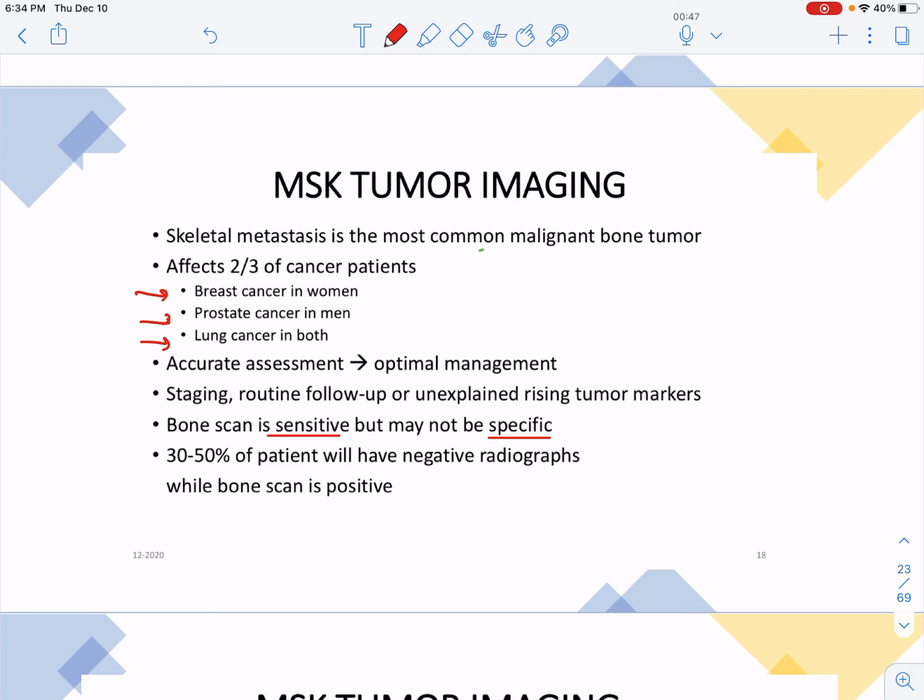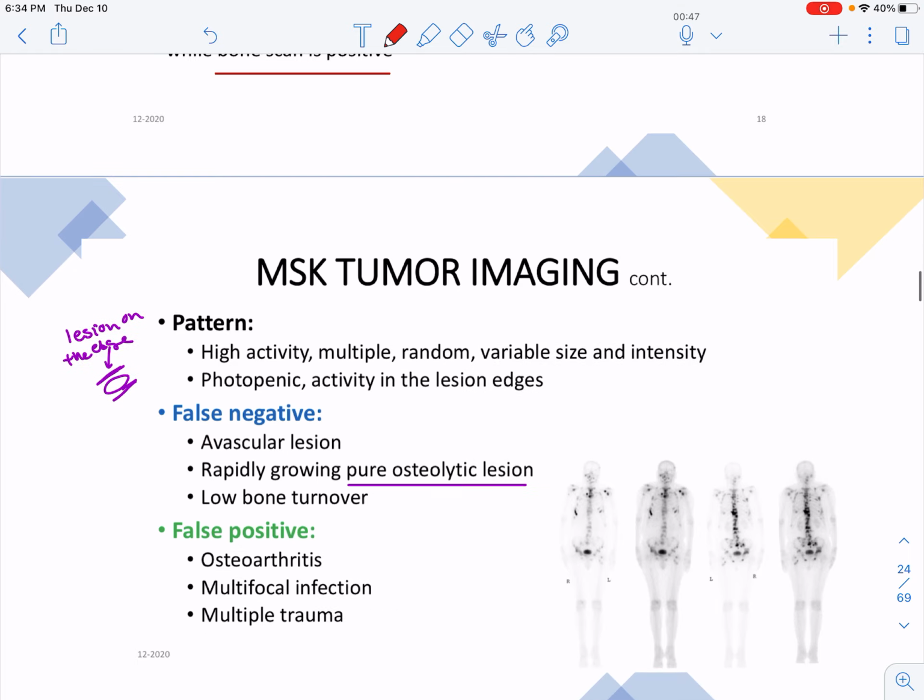It's not that specific. And 30 to 50% of patients will have negative radiography, for example X-ray, and positive bone scan, because as we said in the beginning, we are imaging the molecular level, so most likely we're going to detect the disease earlier.